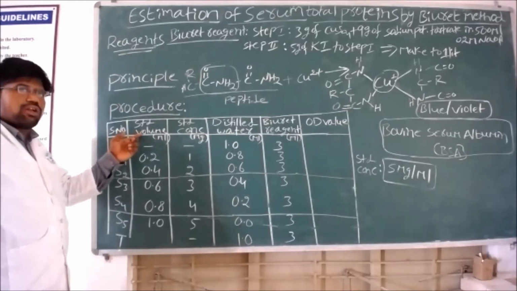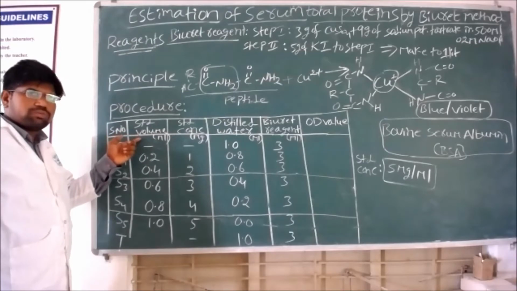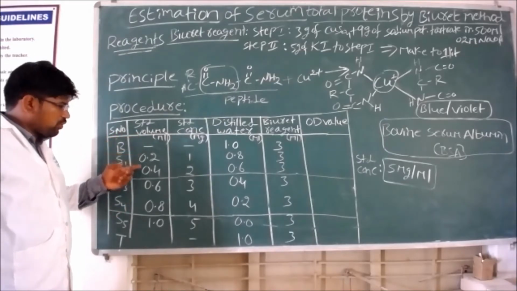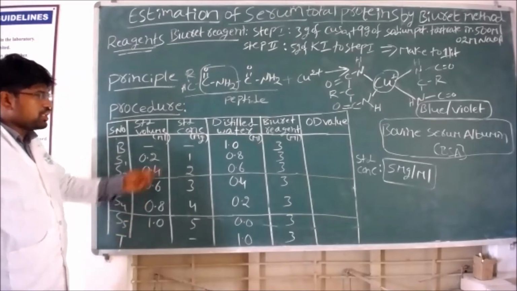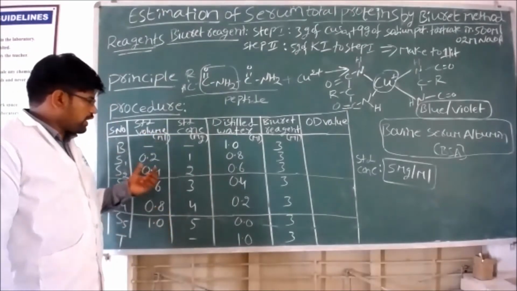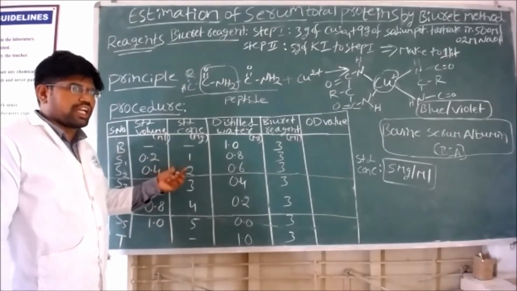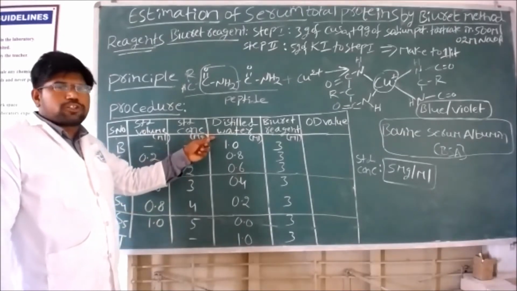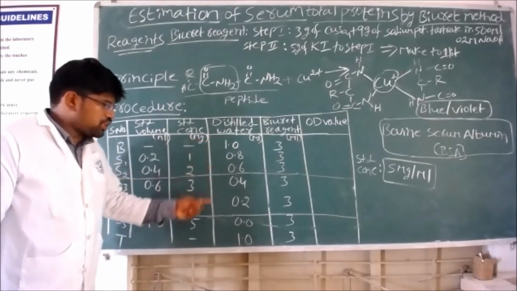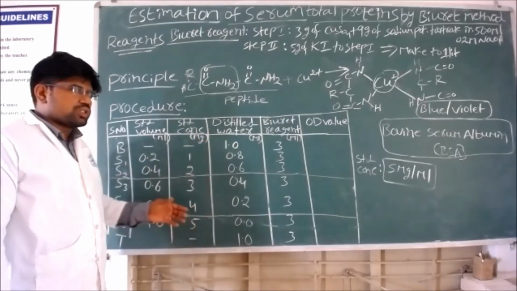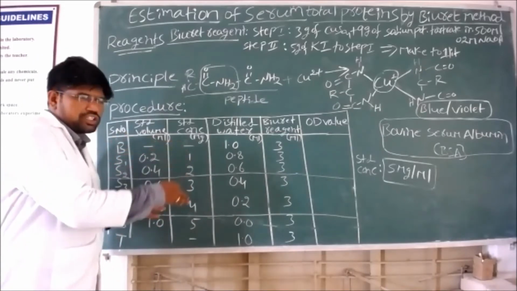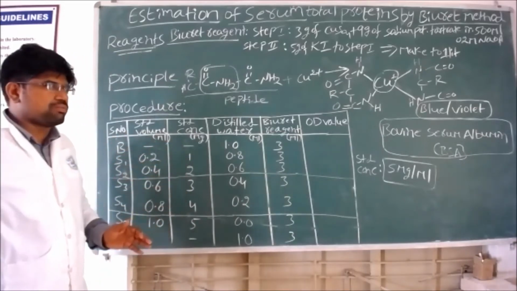Next, in the second column, we'll take the standard volume. In order to prepare different standards, we need to add different volumes of the standards. The third column is the standard concentration. So, we'll calculate the concentration of that standard. In the fourth column, we'll mention the distilled water. In order to make uniform volumes, we'll dilute the solutions with the distilled water and make the uniform volume.